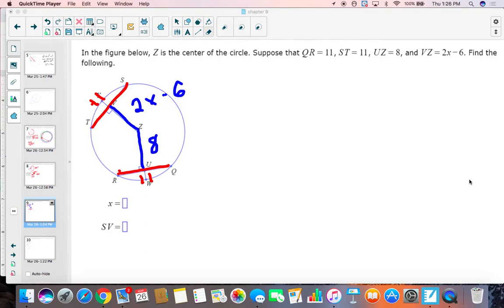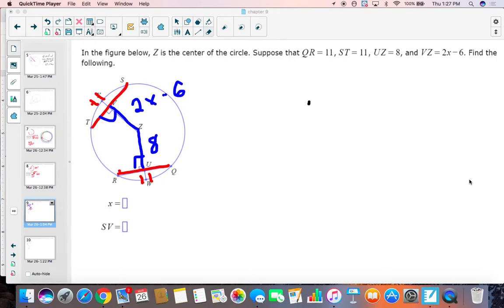Well, since the chords QR and ST both equal 11, and they both form a 90-degree angle here, right? 90 degrees, 90 degrees. They both form 90-degree angles with the radius. We know that QR is going to be equal to ST, and we know that VZ is going to be equal to ZU. So we can set up an equation to solve for x.